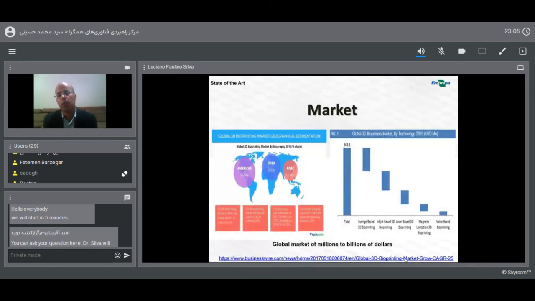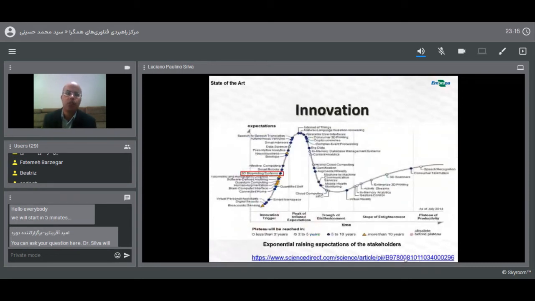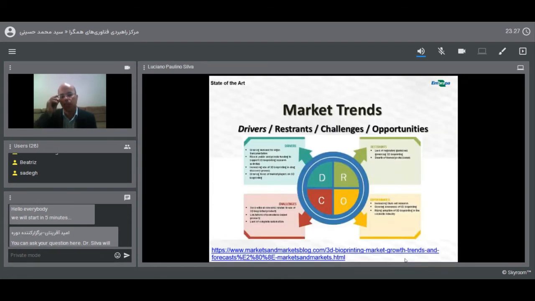On the market, we can also observe a global market from millions to billions of dollars as predicted for the next few years. And related to innovation, we can observe an exponential rise in expectations of the stakeholders related to this field, that could even allow us to understand some of the market trends related to the major drivers, restraints, challenges, and the opportunities created for this field.